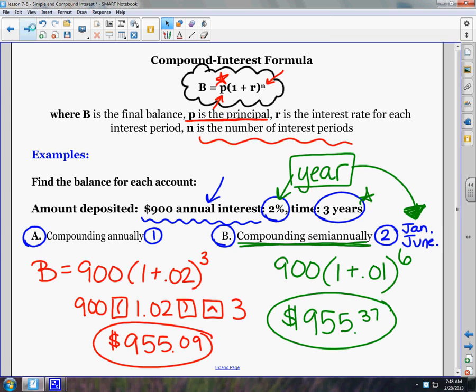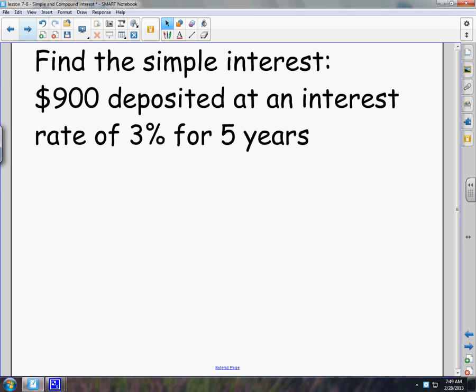Now, look at these. They're very, very close. However, compounding semi-annually does give you a little bit more money, 28 cents more over 3 years. But imagine if you deposited your money and it was a lot of money and you did it over 10 or 15 years. It would be quite a big difference. Okay, so try some examples.